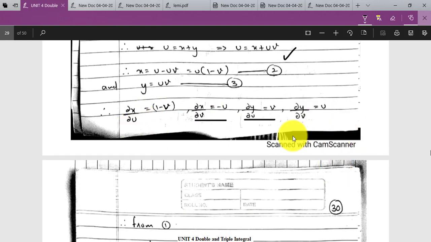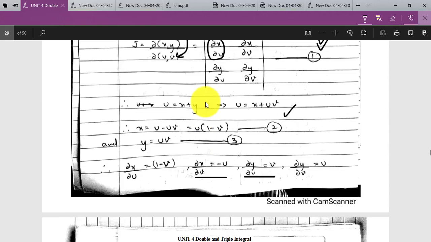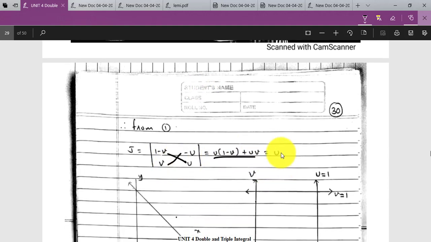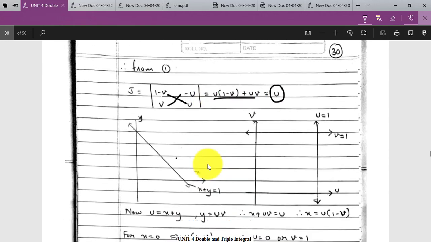So collecting all these values and substituting in equation 1, that is for this, we get 1 minus v, minus u, v, u, so take the determinant of this. This turns out to be u, right? Okay, now what you do is, I need to transform.